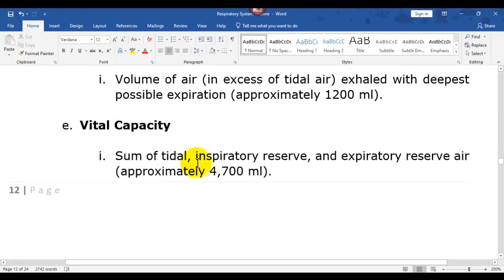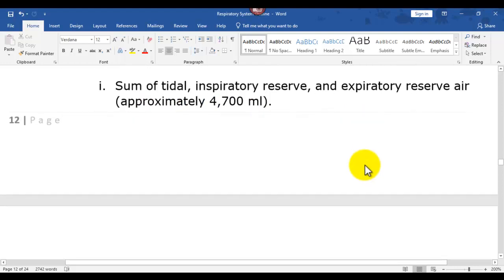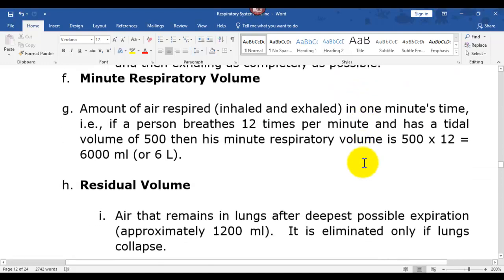Vital capacity is all three of those. It's somebody taking a breath and blowing into that machine as hard as they can. And this is probably the most common one. It's a predictor for lung function. It's the tidal volume, inspiratory reserve volume, and the expiratory reserve volume. All three of those together.